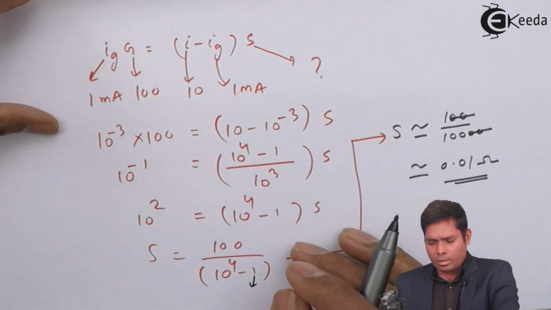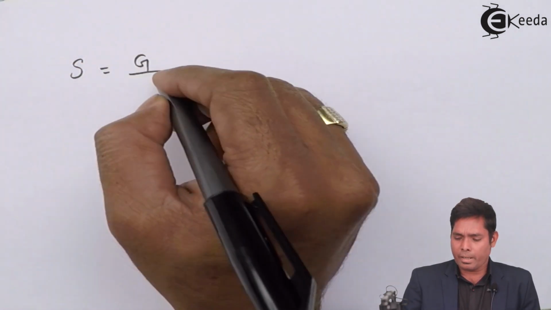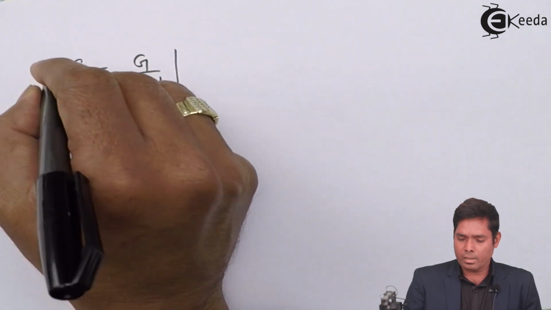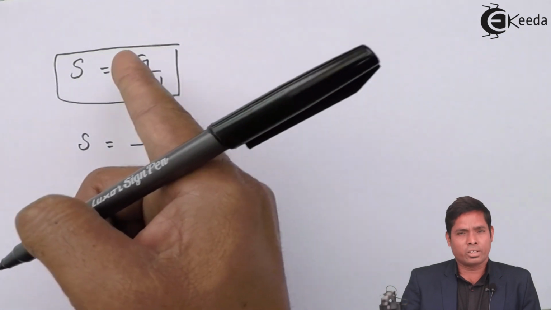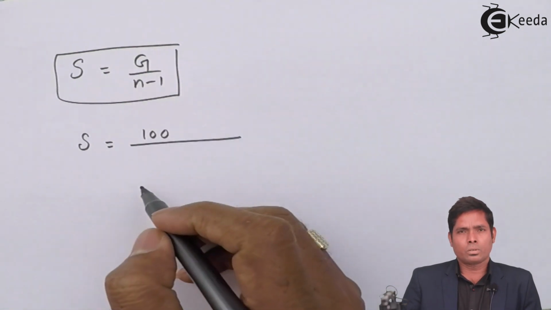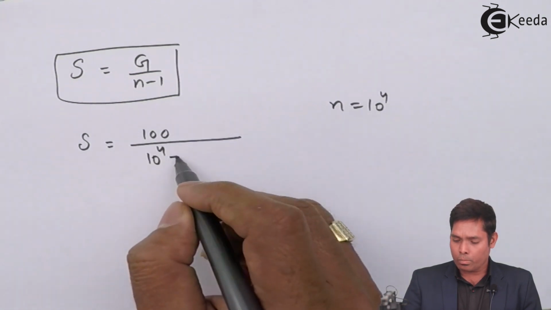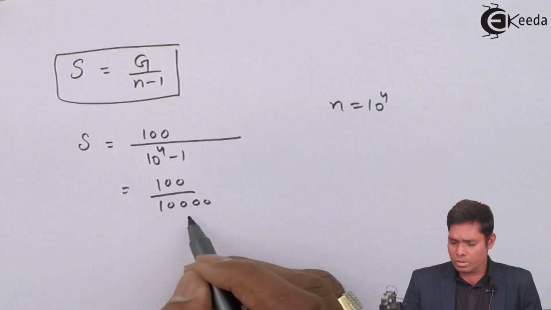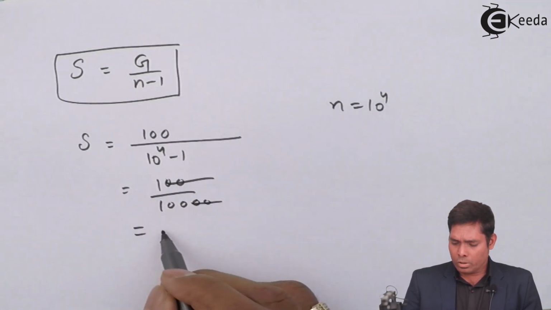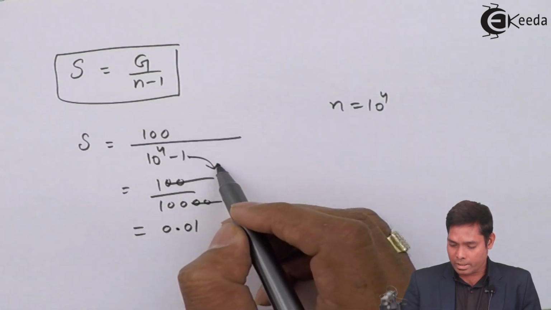Another way is how quickly you can solve this. The formula for S is G divided by N minus 1. This formula you can use directly. The shunt resistance required is 100 ohm, which is the resistance of the galvanometer, divided by N, which we have calculated as 10 raised to 4. So it's 10 raised to 4 minus 1. It's just like that only. So this way you can calculate very easily 0.01, considering the minus 1 is neglected.